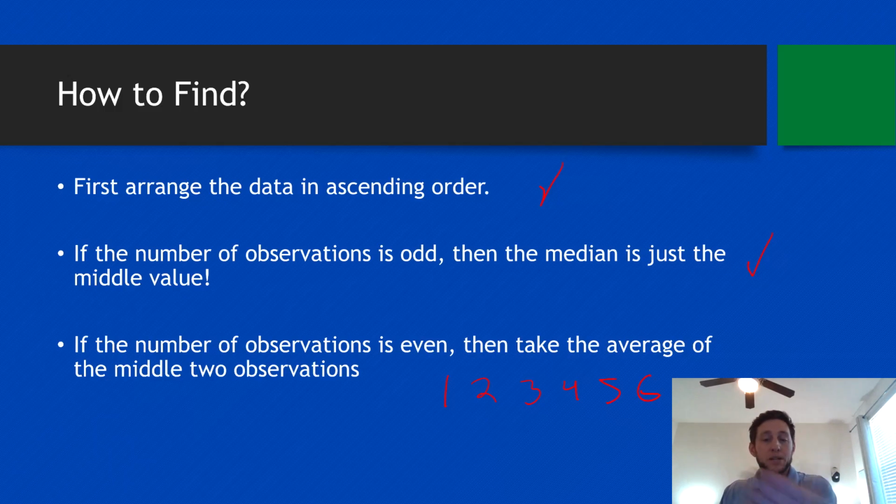So, okay, first arrange it in ascending order. Great, we got that done. Notice the number of observations is even. We have 6 different observations. Well, let's do the thing that we were just doing. Cancel, cancel, in the same step. What's my next lowest and highest? They die at the same time. Not trying to be dark. 2 and 5 die at the same time.